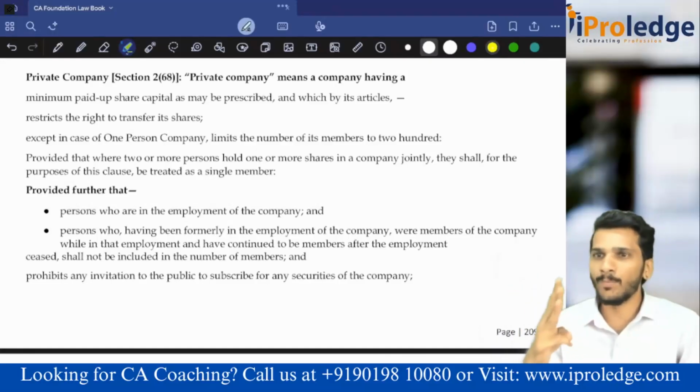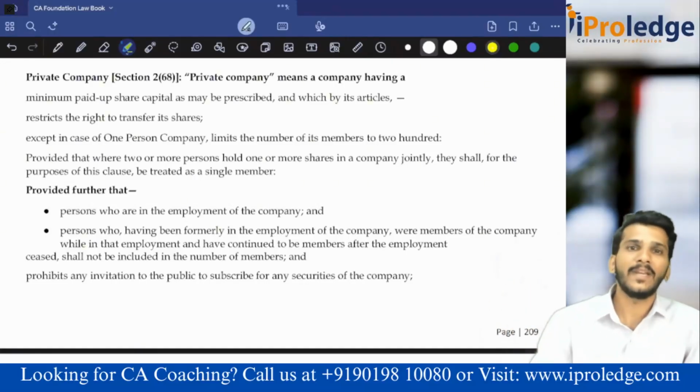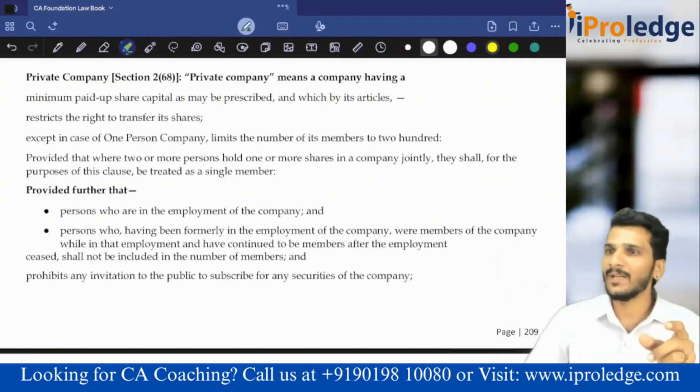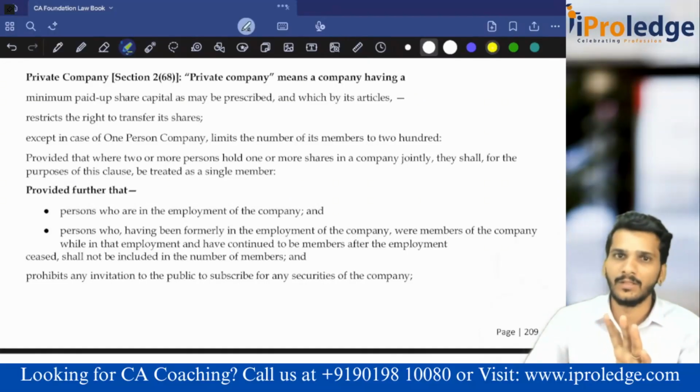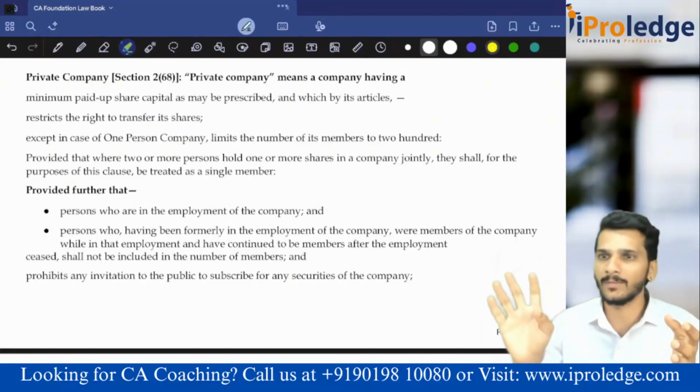Third one is a very important condition. Based on this condition, there are so many 5 marks questions in the examination paper also. Except in case of OPC, that means other than OPC, the number of members is limited to 200. Because in an OPC the maximum is only one member. Other than OPC, all other private companies must have a maximum of 200 members.